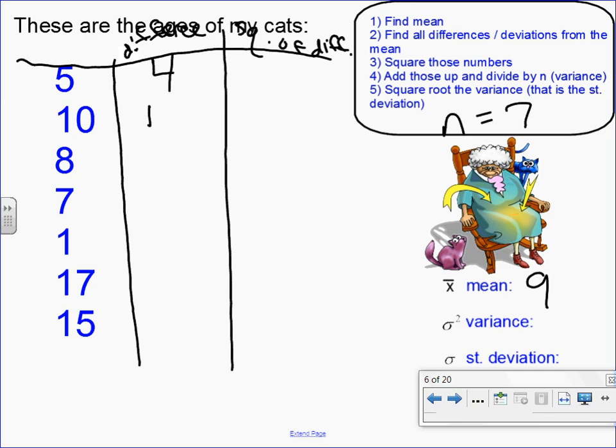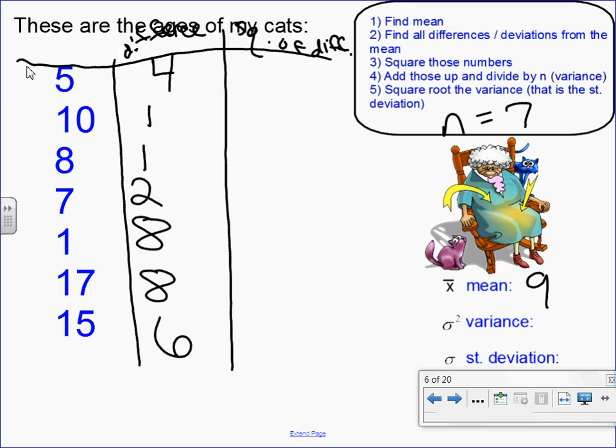The 8-year-old cat would be 1 year below the average age of 9. 7 is 2 years off the average. A 1-year-old cat would be 8 years off the average, below the average. A 17-year-old cat is also 8 years off the average. And a 15-year-old cat is 6 years off the average. All right, so my second column is done.